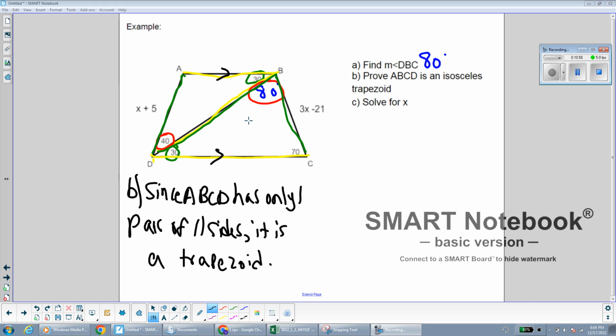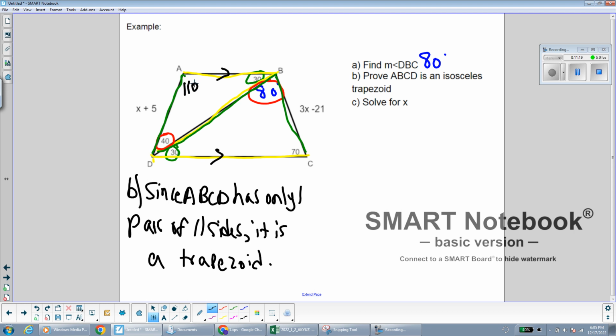We already have almost all of the angle measurements here. We're just missing this one up here. And in triangle ADB, we have a 40-degree angle and a 30-degree angle. Together, that makes 70 degrees. So the last angle that's missing, I can do 180 minus 70, and I get 110 for the last angle.